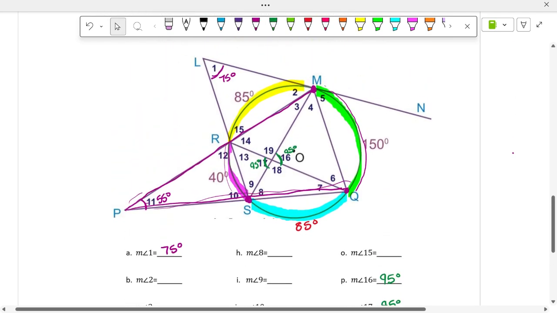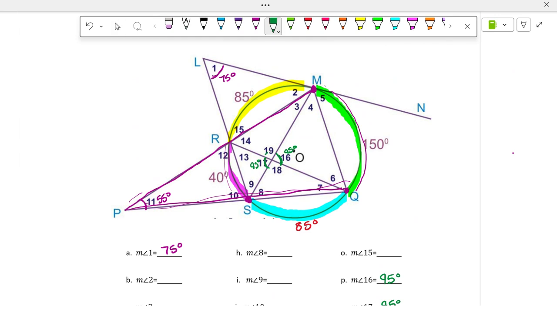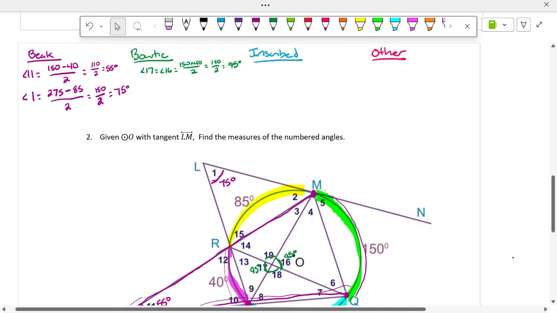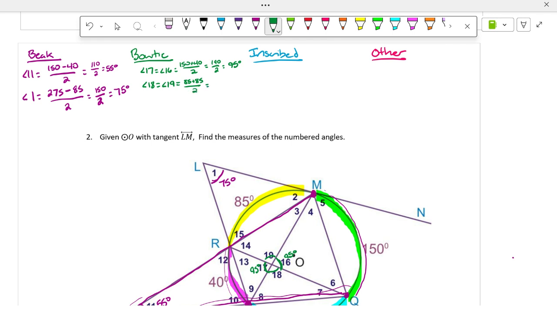All right, what's the other set of bow ties, Michael? 18 and 19, and they're congruent. What arcs are they crossing? Right, 85 and 85. So 18 is equal to 19, which is 85 plus 85 over 2. So that'll be what?